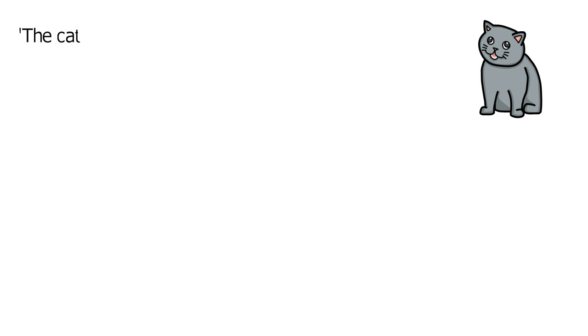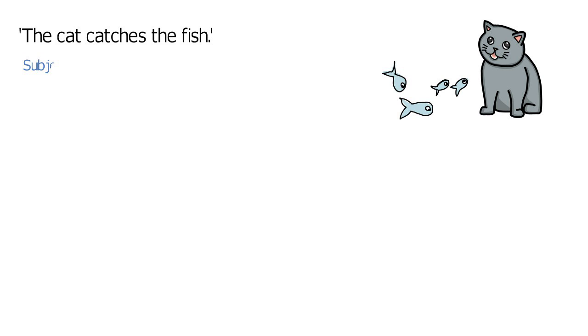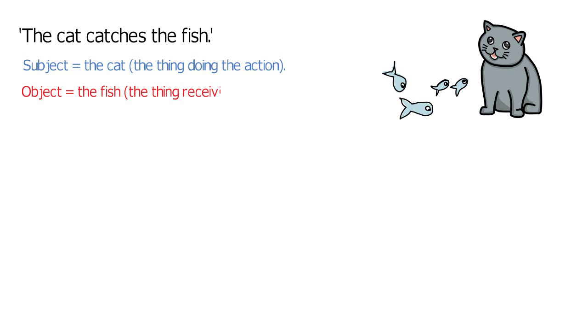Let's take a look at another example. The cat catches the fish. What is the subject of this sentence? Right, the cat, who is doing the action of catching. What is the object? Correct, the fish, the thing receiving the action.